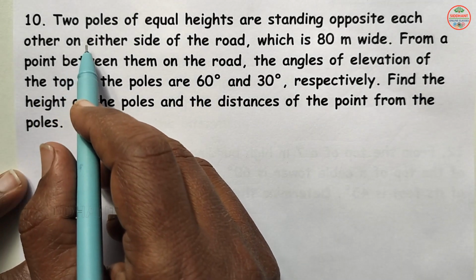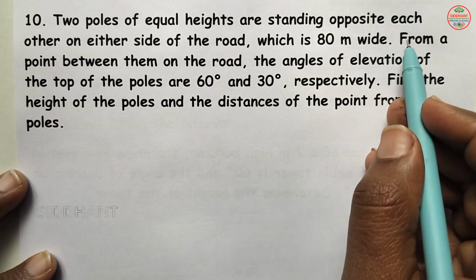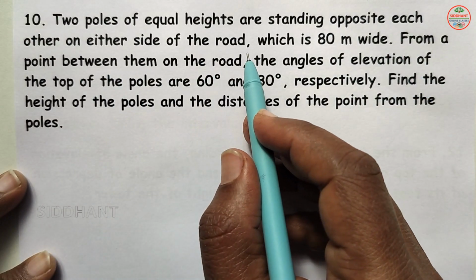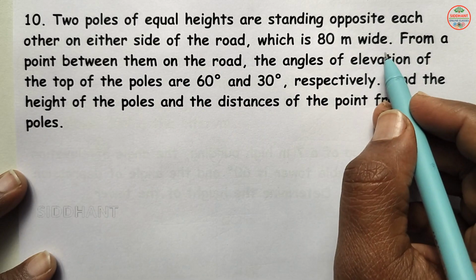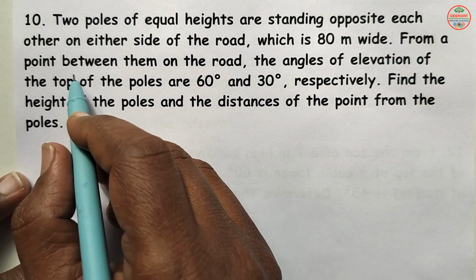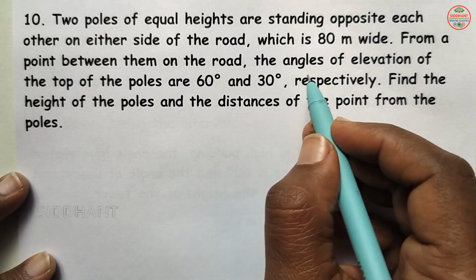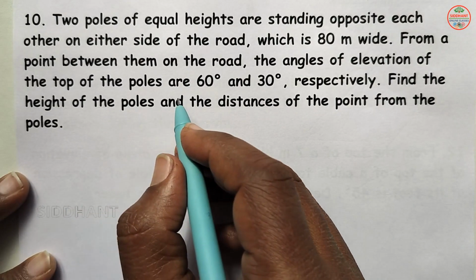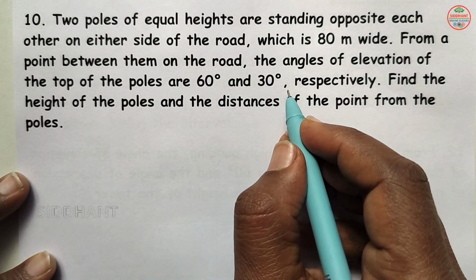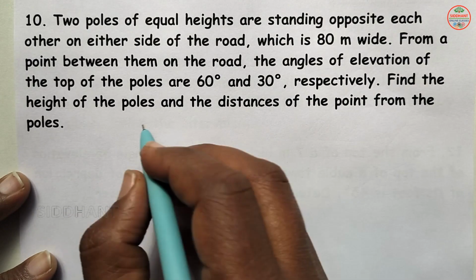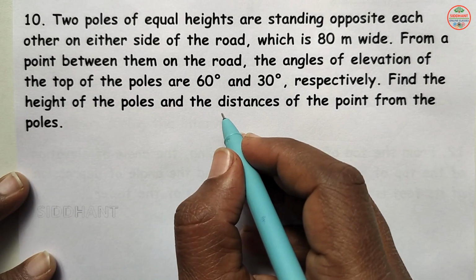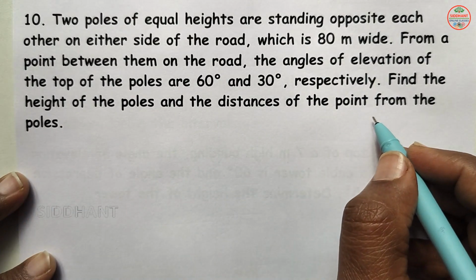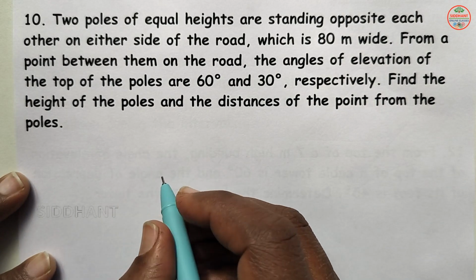Question number 10. Two poles of equal heights are standing opposite each other on either side of the road, which is 80 meters wide. From a point between them on the road, the angles of elevation of the top of the poles are 60 degrees and 30 degrees respectively. Find the height of the poles and the distances of the point from the poles.